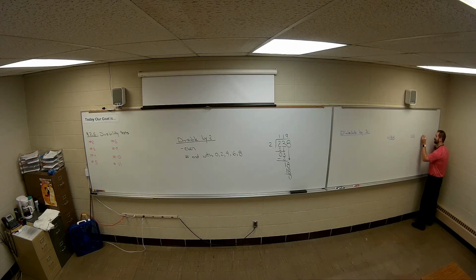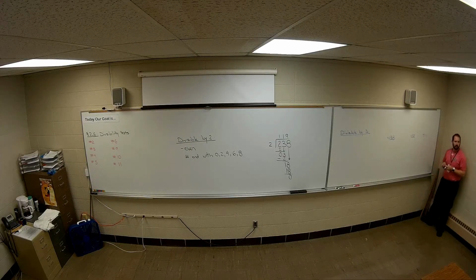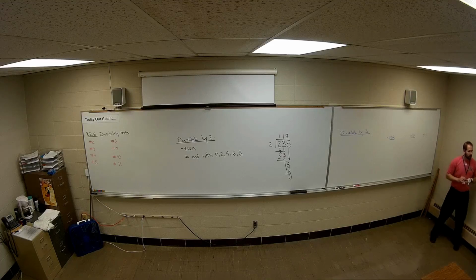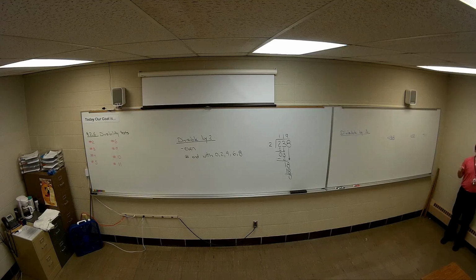Or say 711, divisible by 3. Here's how we know. When you add up the digits, so in this case I'm going to use 3-digit numbers, when you add up each digit, that number that results in the very end is a multiple of 3.